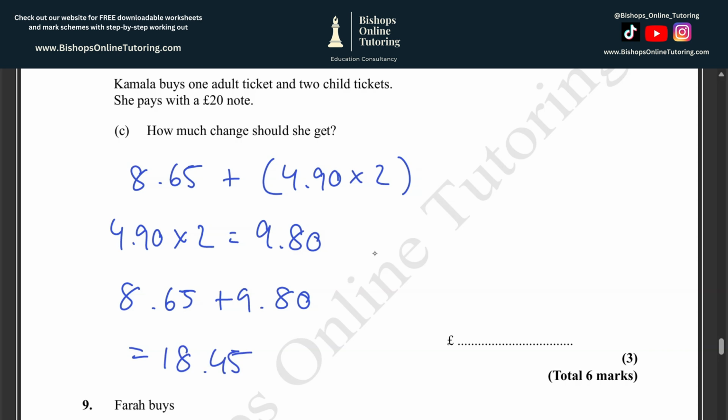And now let's do £8.65 plus £9.80, and that gives us £18.45. Now, the key thing here is that she pays with a £20 note, and we need to work out how much change she gets. So we do 20 minus 18.45, and that gives us £1.55. And that's the answer. £1.55 is the change.